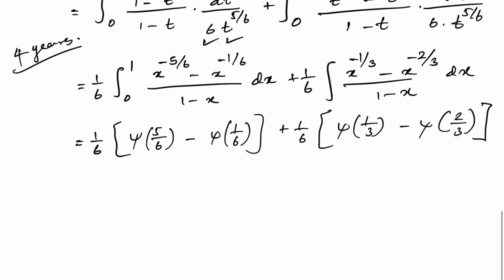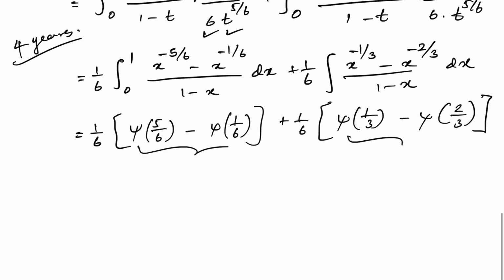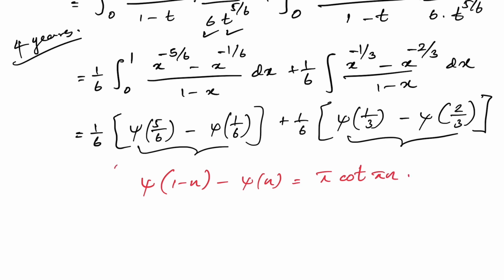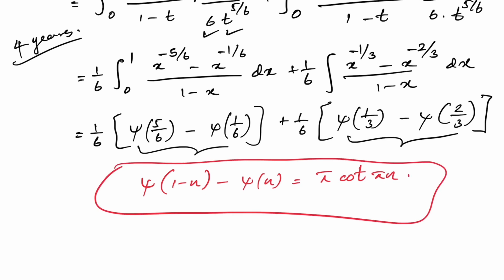Okay, again this part is familiar to us because we discussed the digamma function. Digamma of 1 minus n minus digamma of n is equal to pi times cotangent of pi n. This is the reflection formula of the digamma function. I proved this formula in my digamma function video series, so you can watch it.